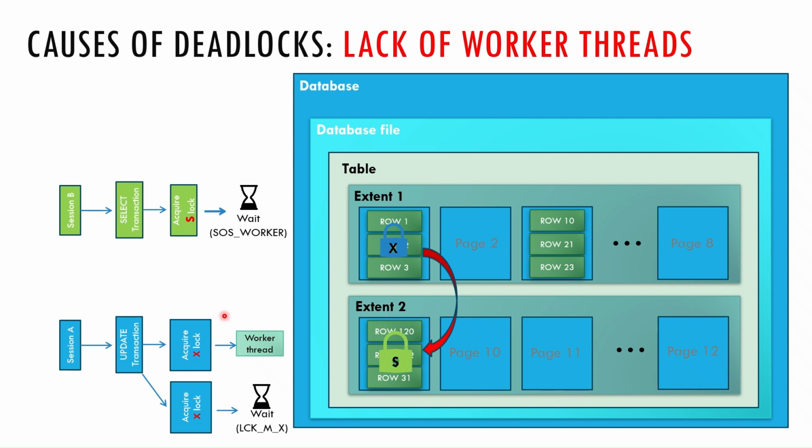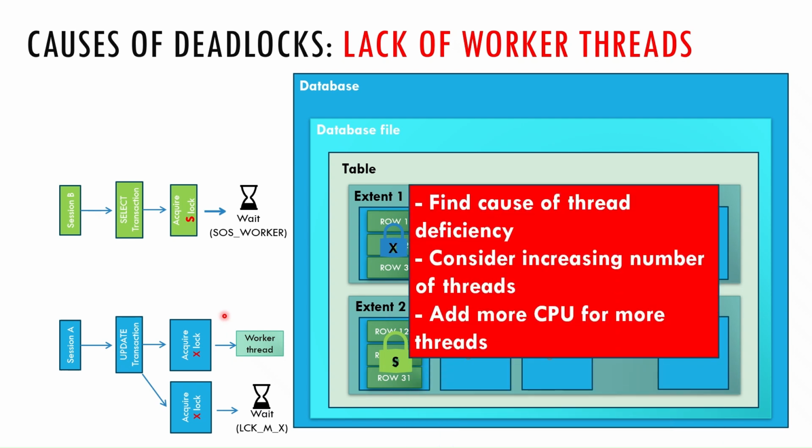Of course, if a worker thread becomes available within the deadlock timeout period, which is usually about 5 seconds, this deadlock is released automatically. But what if the worker thread does not become available? In this case, SQL Server kills one of the processes as the deadlock victim. Okay, to resolve this kind of deadlock, firstly, try to find why so many threads are being used in your server. Secondly, you can also increase the number of threads available and add more CPU for more threads.